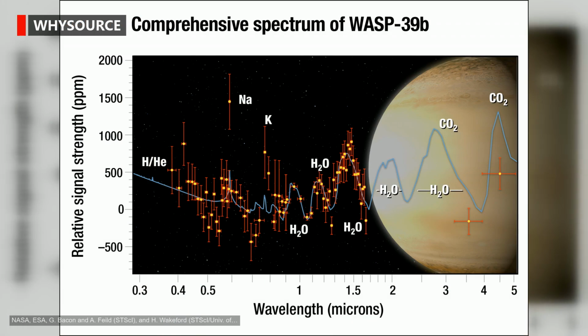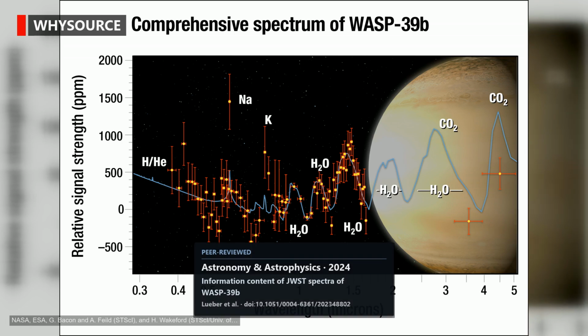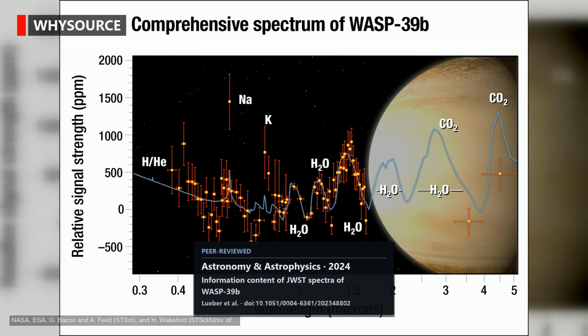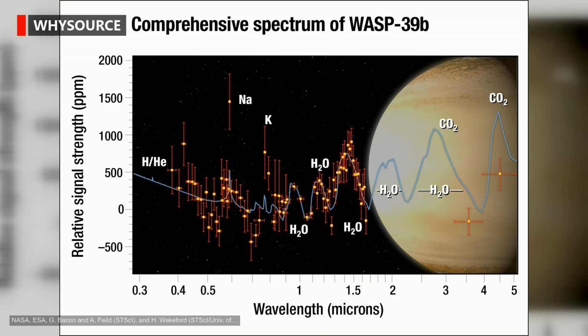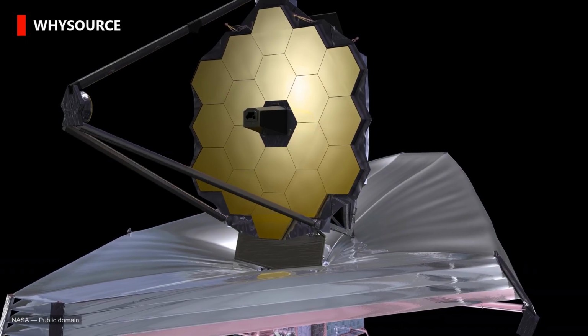Temperature structure, cloud properties, chemical abundances, and circulation are not read directly from the spectrum. They are inferred by comparing the data with atmospheric models. Different assumptions can fit some parts of the spectrum almost equally well, especially when aerosols, temperature pressure profiles, and chemistry are allowed to vary. That is the answer to the contradiction.